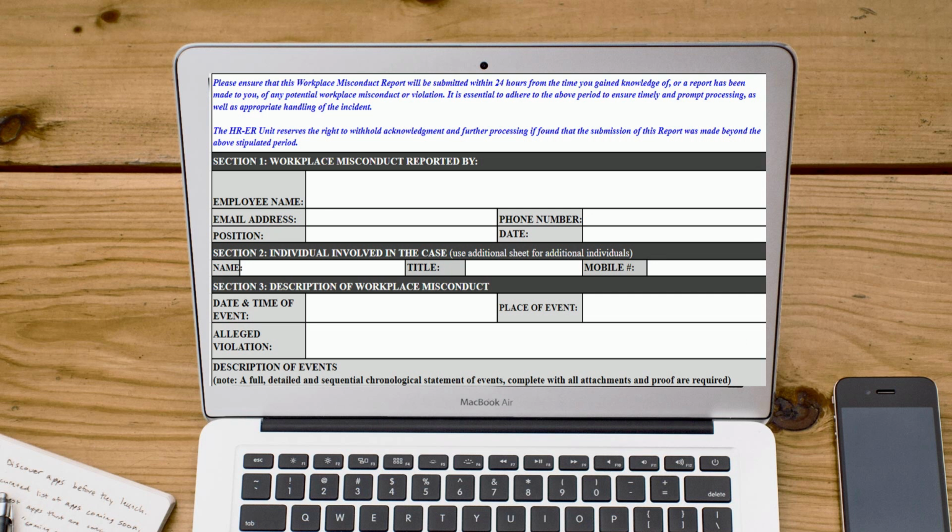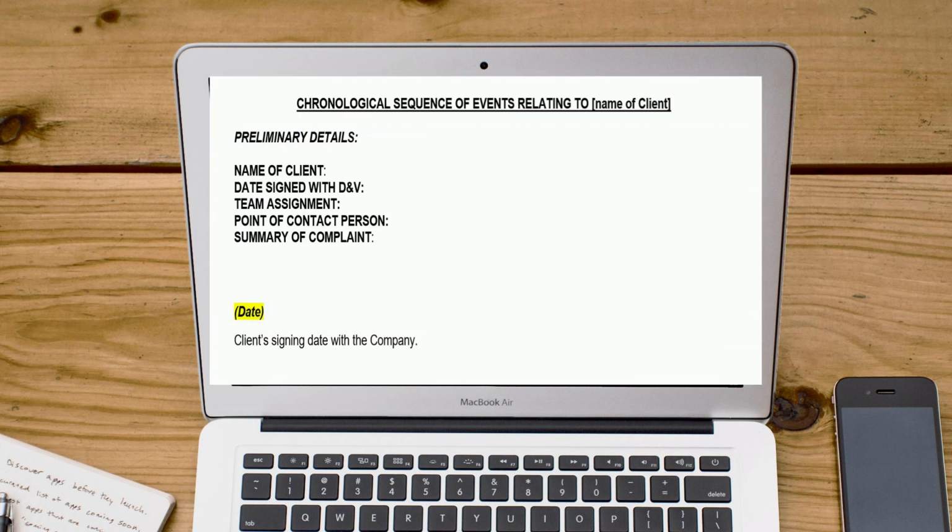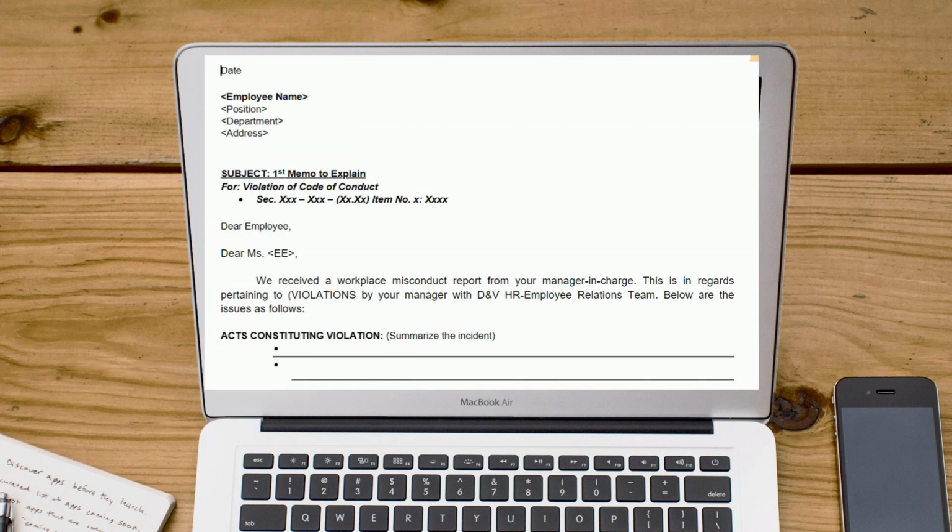During our last training, we were able to go through the process of preparing the necessary documents for the filing of your employee disciplinary action cases. These include the Workplace Misconduct Report form and the Chronological Sequence of Events form. Where do we go from here? To afford the employee an opportunity to explain their side, the Notice to Explain is an important document.